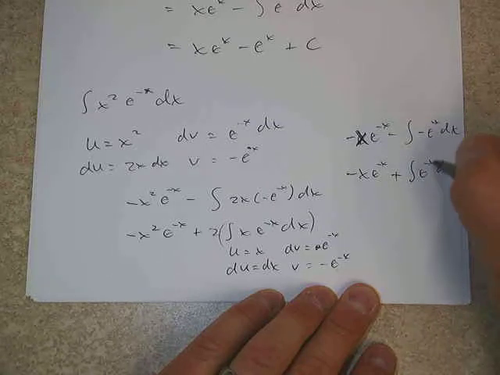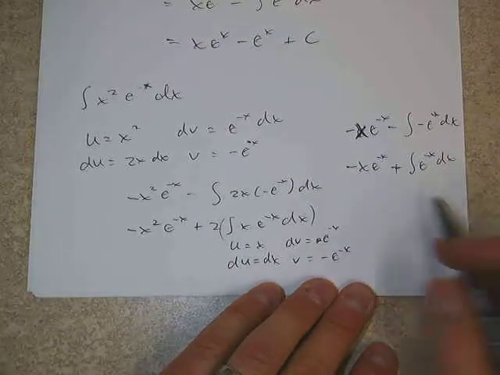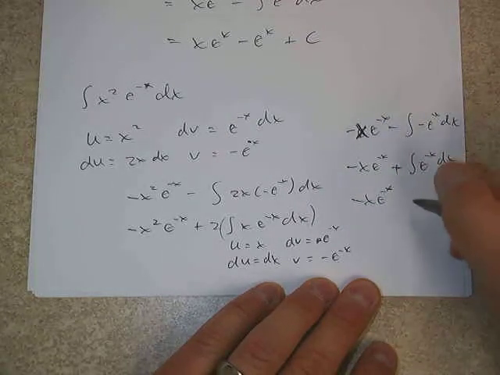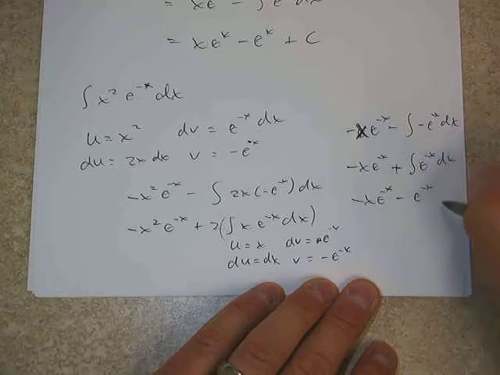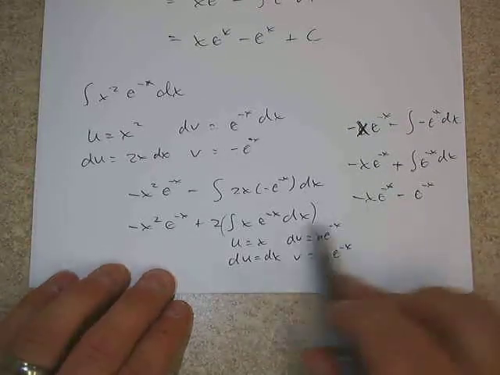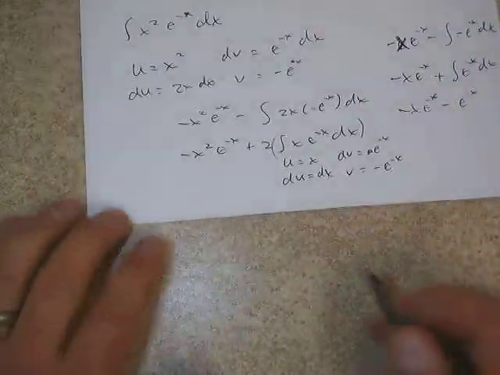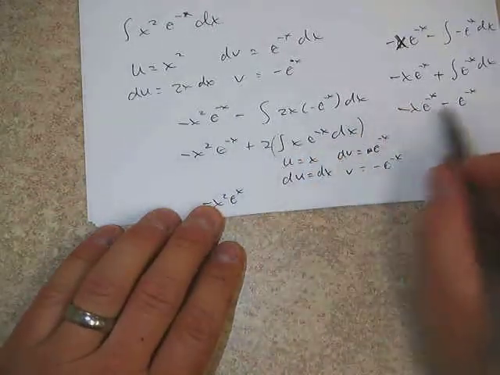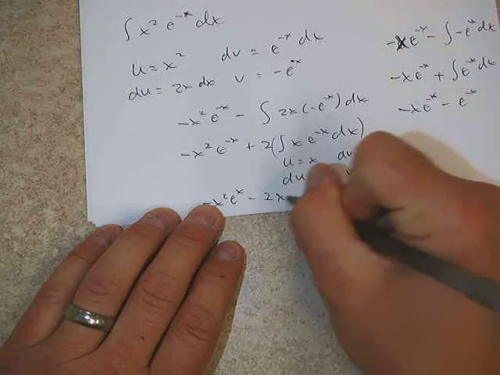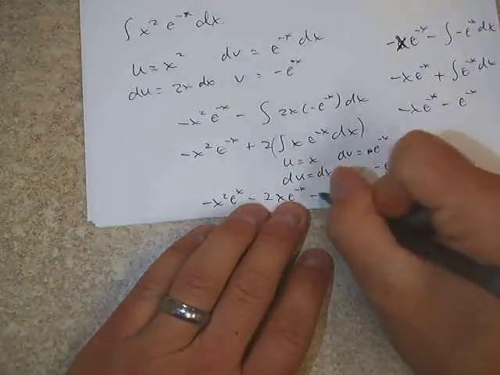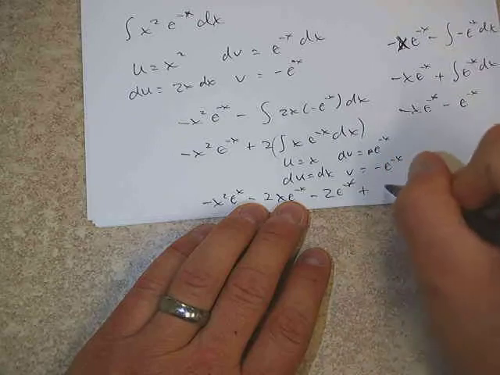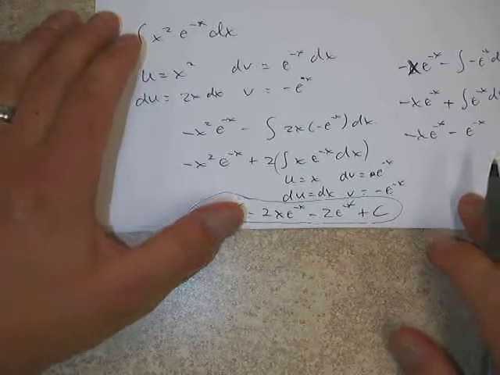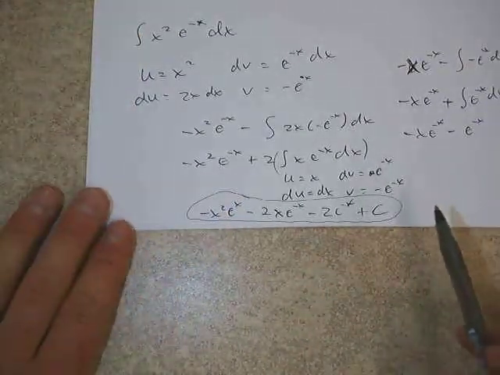Now we have something we can integrate. So with all that said, we have negative x e to the negative x, minus comes out, make it a plus, and we have the integral of e to the negative x dx. Now we can integrate this because it's a known derivative. So for that part, we get negative x e to the negative x, and then minus e to the negative x. Remember, this is the answer to what I have in parentheses. So my final answer is negative x squared e to the negative x, and then 2 times this whole quantity, so minus 2x e to the negative x minus 2 e to the negative x, and then of course on the end we write plus c.